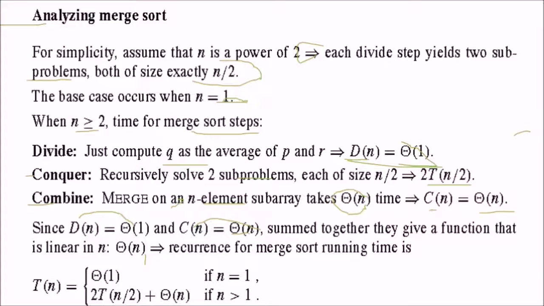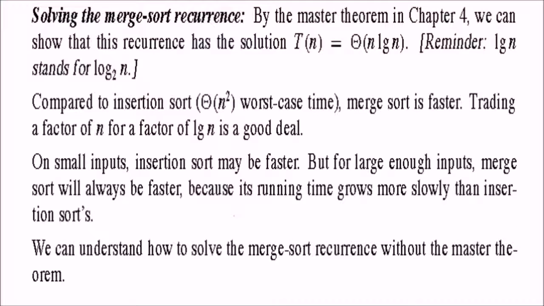So order of n is the recurrence of our merge sort running time, and we formalize it by writing T(n) equals theta 1 for n equal to 1, and that will be 2T(n/2) plus theta n if n is greater than 1. Solving the merge sort recurrence, we know by the master theorem, we can show that this recurrence has a solution of n log n. Here log n stands for log base 2.